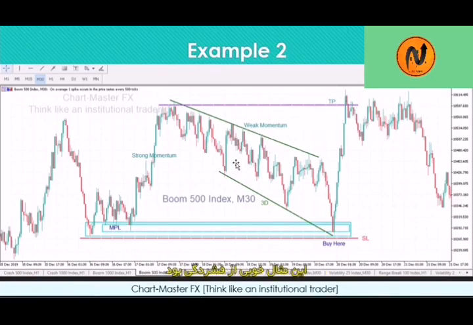So this is a good example, guys, of a compression. This is a compression in the form of a channel, with the 3 drive confluence, and also there was a momentum shift, guys. So you can see this MPL, there was an immediate demand zone here. If you only see an immediate demand zone, it's actually safe for you just to put your stop loss below that immediate demand zone, because the price may be attracted to that demand zone. Yeah, guys, that's it on example number 2.